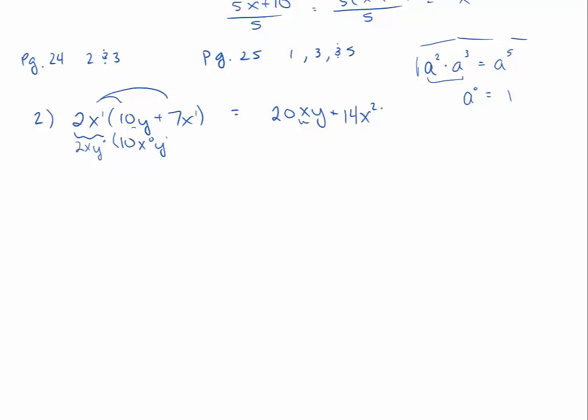So number 2, when I factor it through, is just this over here, 20xy plus 14x squared. I undid the factoring of if I factored out 2x. I distributed that 2x, and that's what I get.